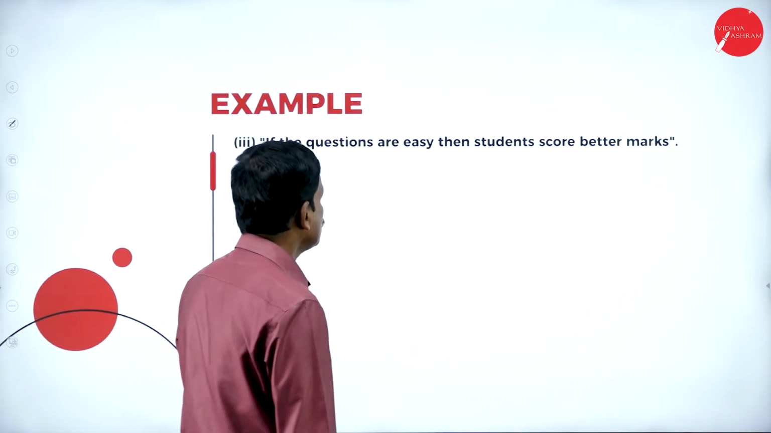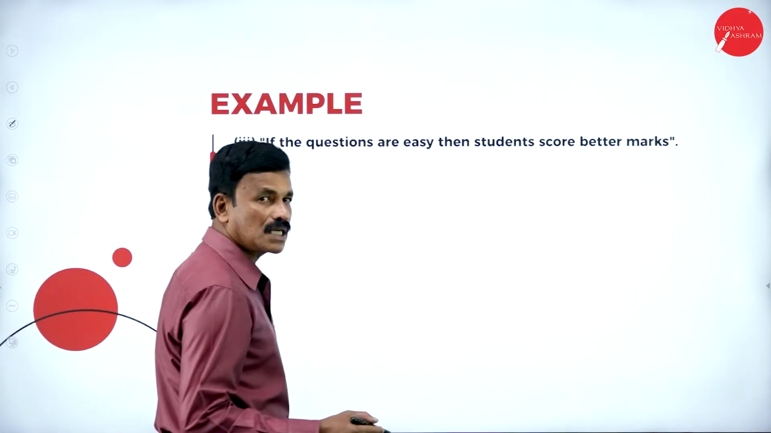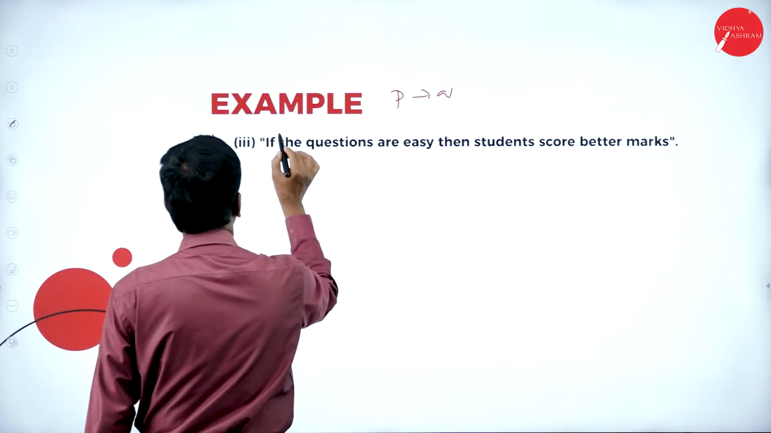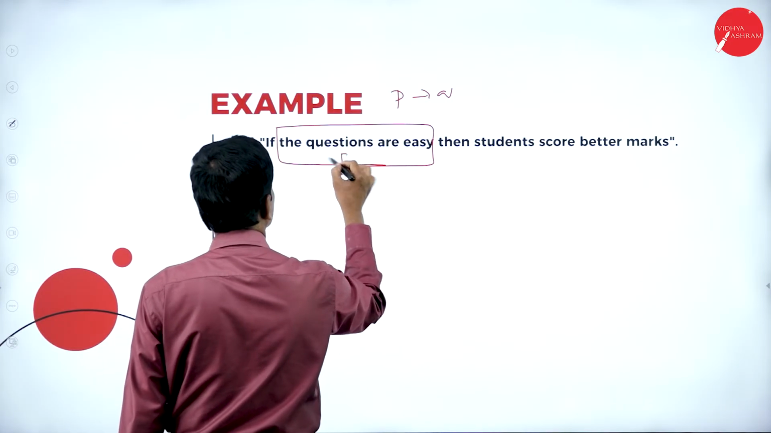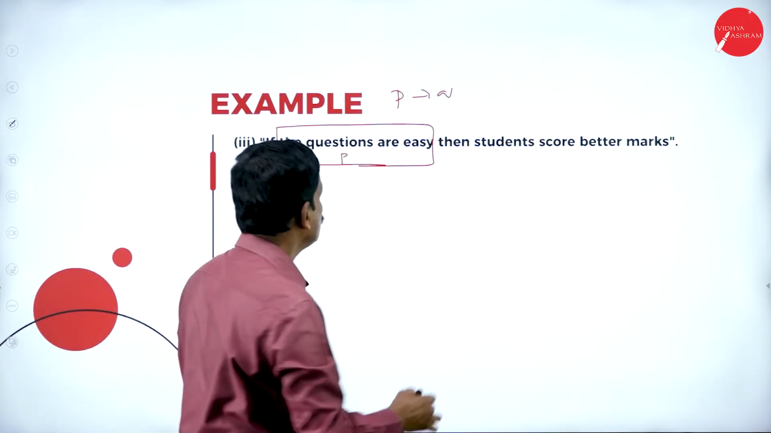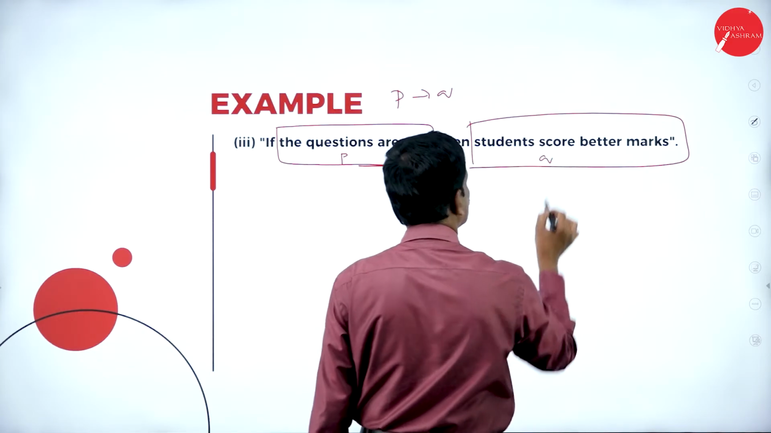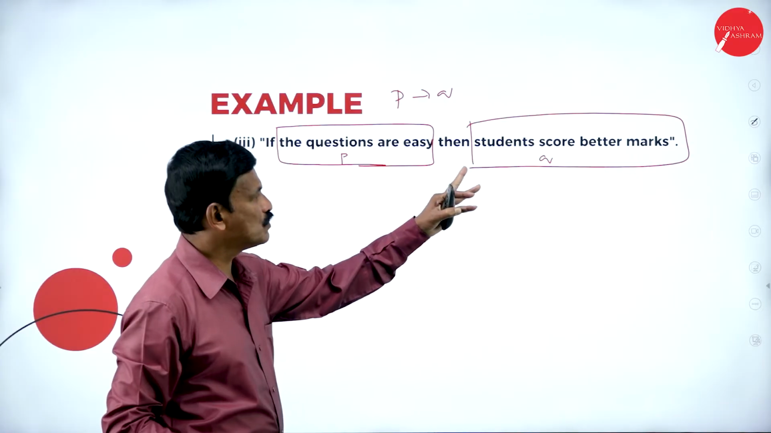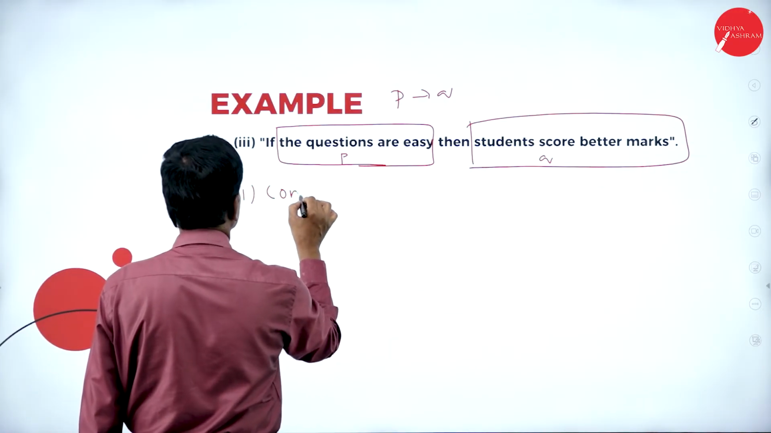If the questions are easy, then students score better marks. Again, this is a conditional statement, P conditional to Q. What is P? The questions are easy. This is P. And what is Q? The students score better marks. This is Q. Now, the first one is the converse.